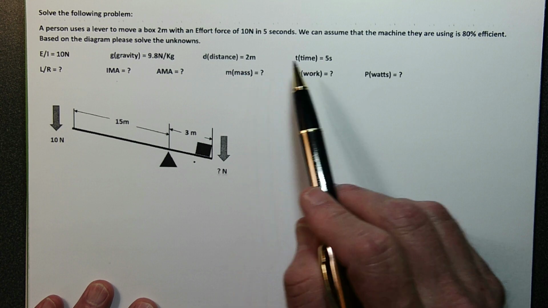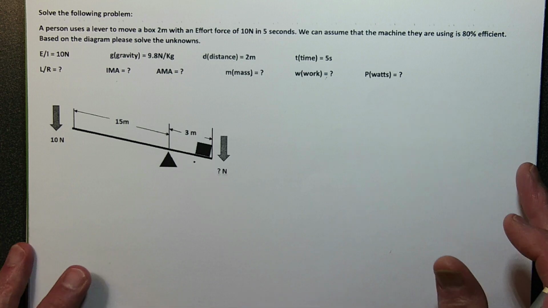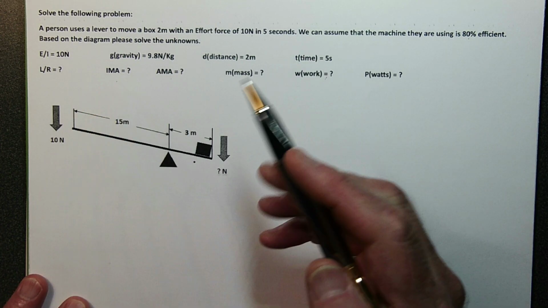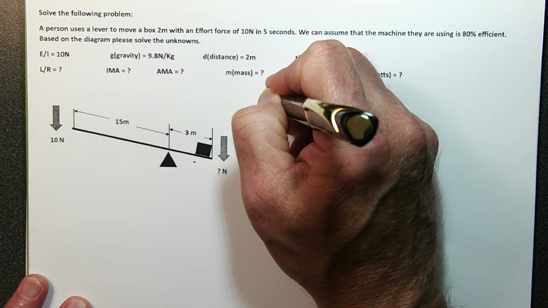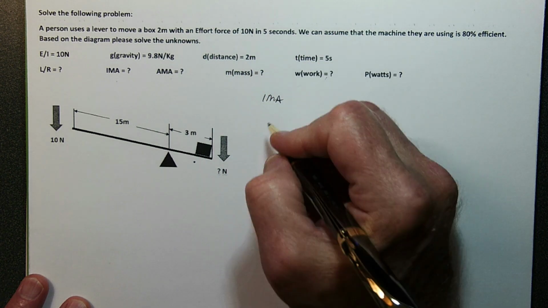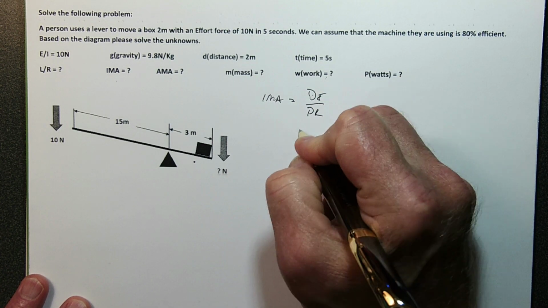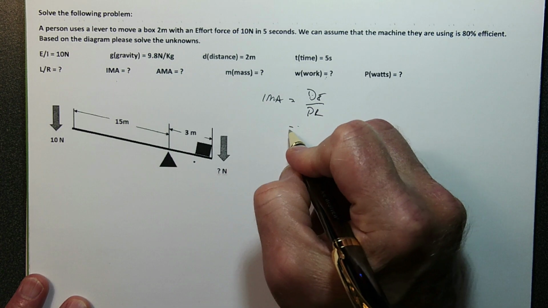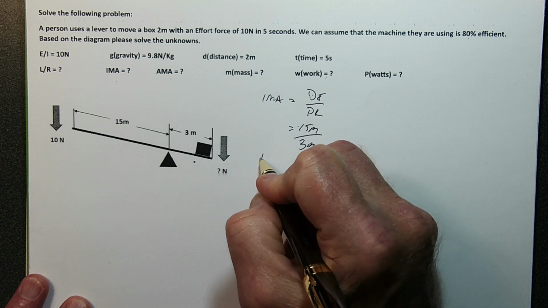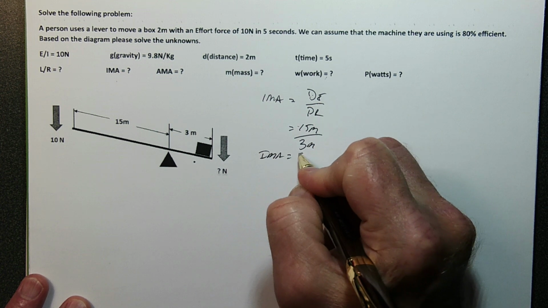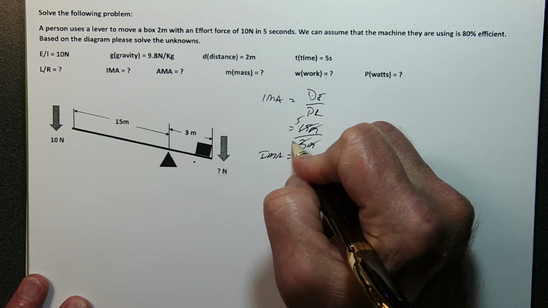Okay, well, let's go for the simple one first, and that is always IMA. So IMA is equal to distance effort divided by distance resistance. So it's the same question, guys. 3 meters on the bottom. IMA is going to equal a factor of 5. The meters cancel. You wind up with 5 over 1, which is 5. So IMA in this case is 5.